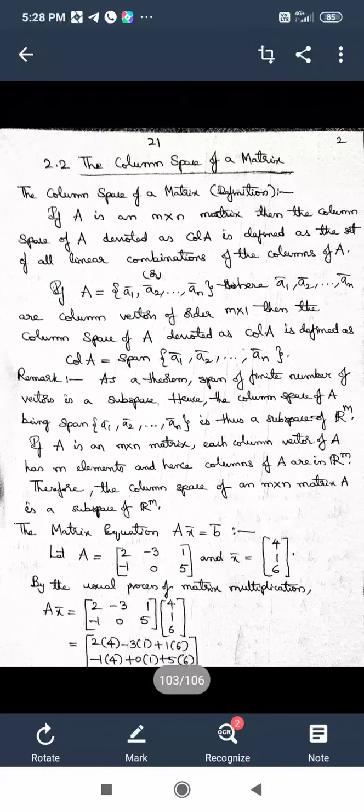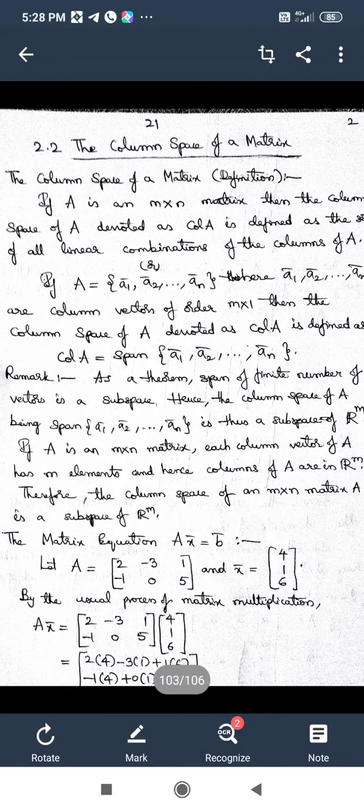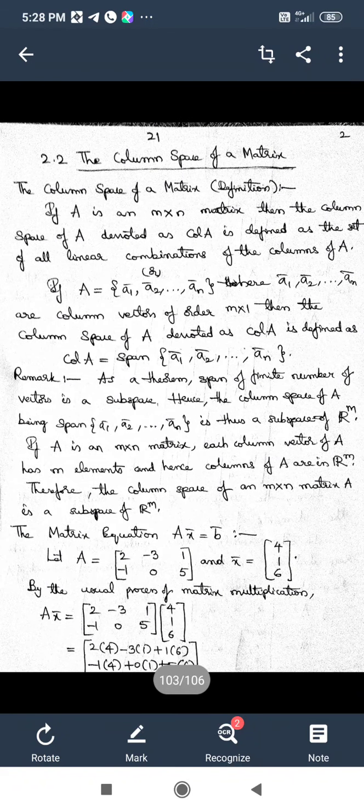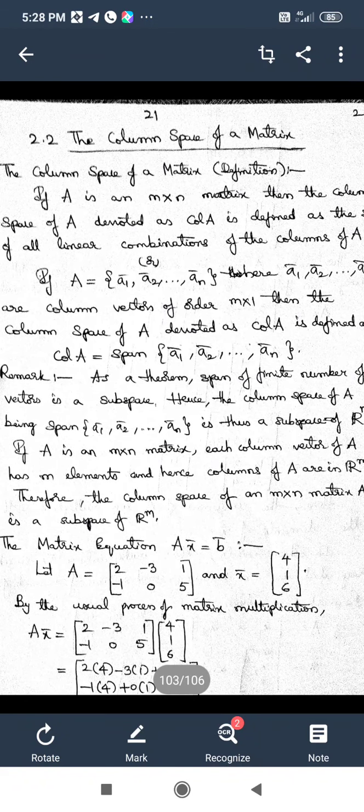The various interpretations of Ax bar is equal to B bar we can have, and how can we interpret Ax bar is equal to B bar in different ways? Let us see now. In the usual matrix multiplication, how it goes, let us see first.